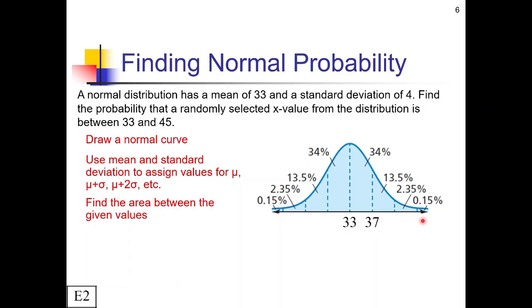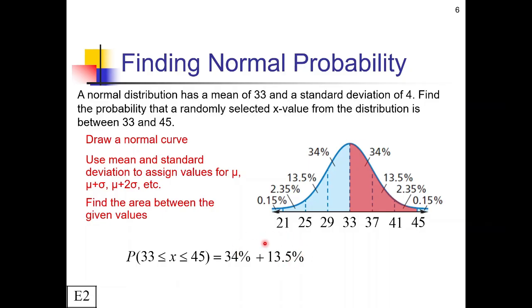Alright, so going a few more in this direction, 37 and a 4 gives us 41, then we've got a 45 here. Going back to my mean and now subtracting the standard deviation each time, we've got 29, 25, and then 25 minus another 4 gives us 21. Now we wanted the area between 33 and 45, so that's from here all the way to here. And just looking at what areas that actually involves, we've got 34%, 13.5%, so we'll add these up.